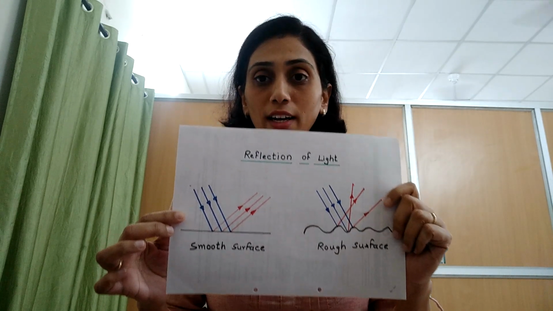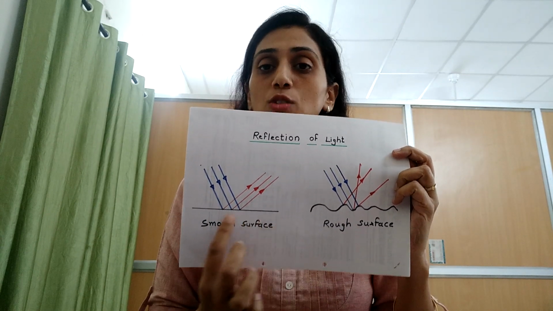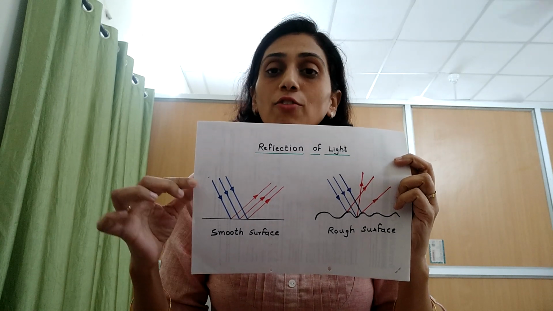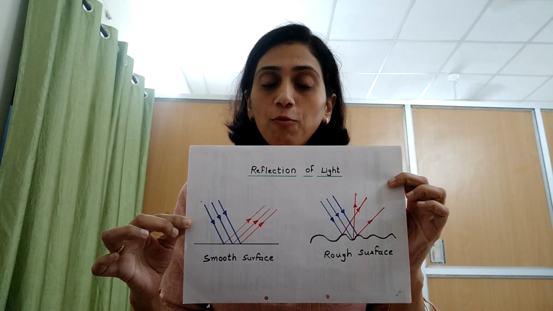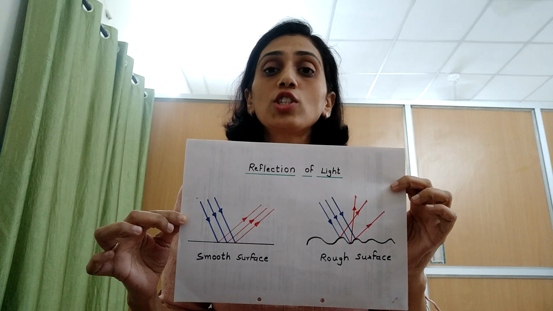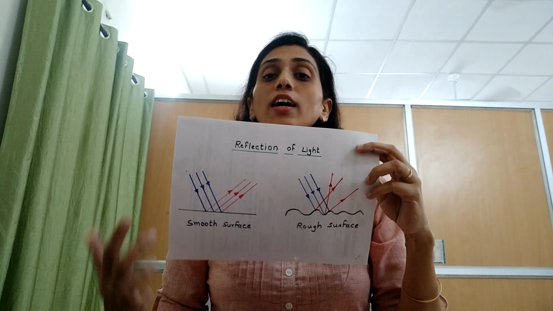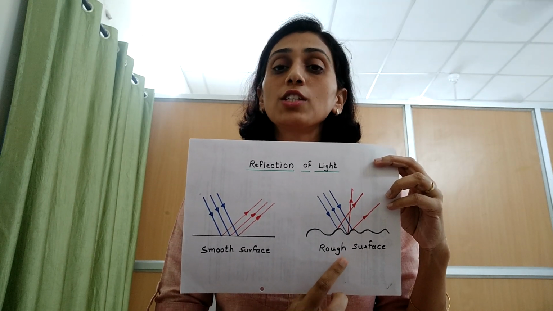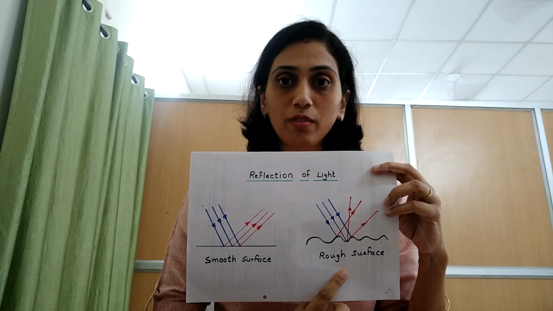You can see two diagrams here with me. This is a smooth and polished surface, in which the reflection that we get is going to be a regular reflection. In a regular reflection, we get a clear image of any object kept in front of the reflecting surface, right? And irregular or diffuse reflection happens when the surface is not smooth, or I could say a rough surface, right?